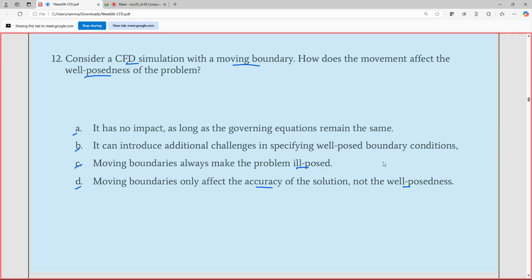For a CFD simulation involving moving boundary, how does the movement affect the well-posedness of the problem? Options are, it has no impact as long as the governing equations remain same. Option B, it can introduce additional challenges in specifying well-posed boundary conditions. Option C, moving boundaries always make the problem ill-posed. Option D, moving boundaries only affect the accuracy, not the well-posedness.